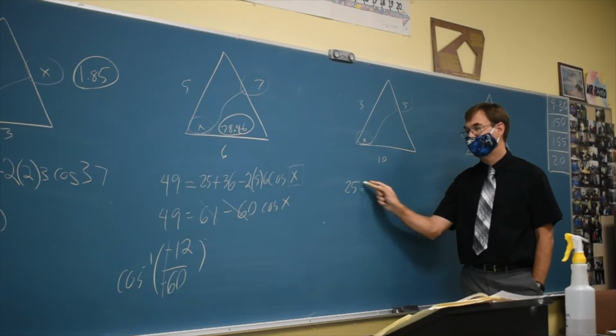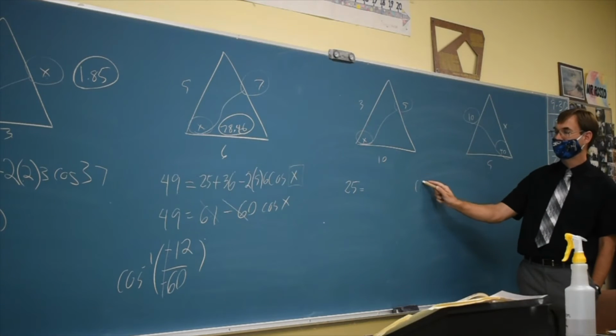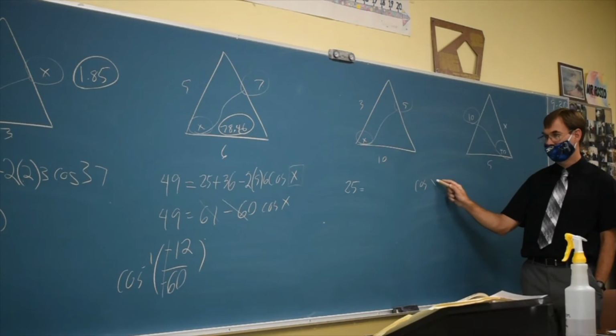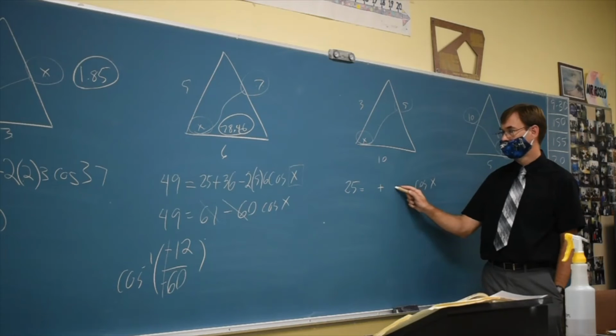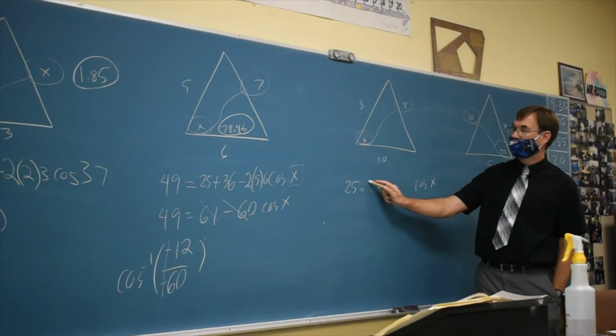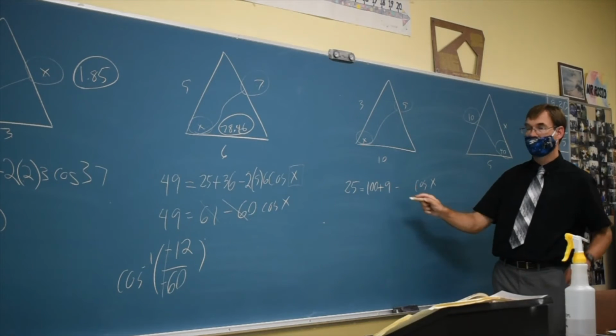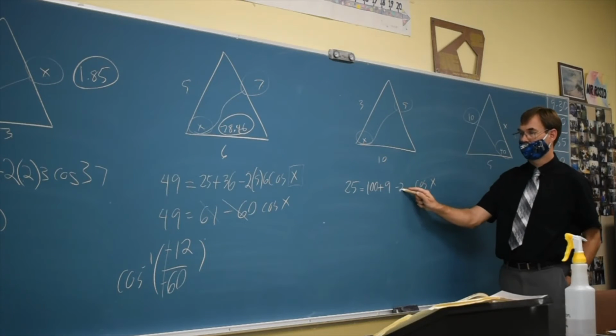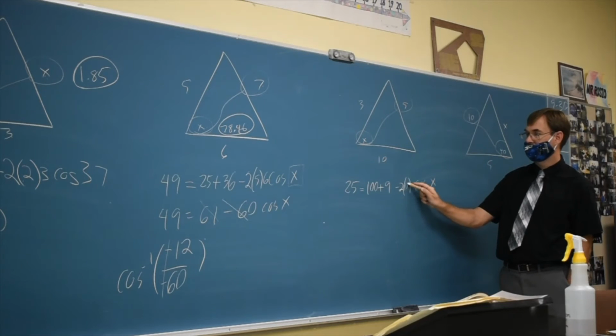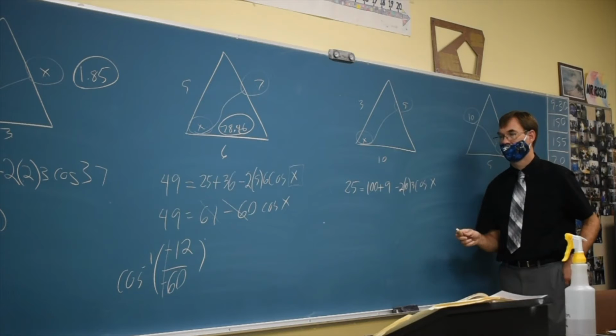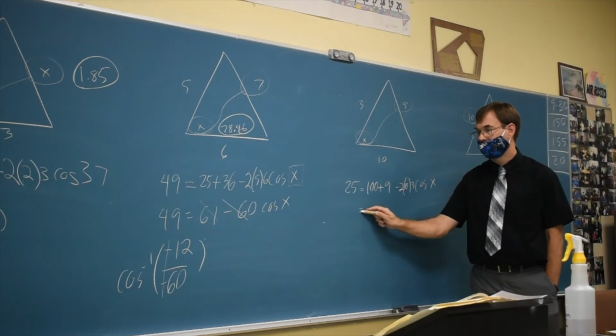25. The 5 squared will go first, and then at the end, there's a cosine x. 100 could go there. So could 9. Those are interchangeable. 2 times 10 and 3, 10 and 3, interchangeable. Then I'd say clean up.